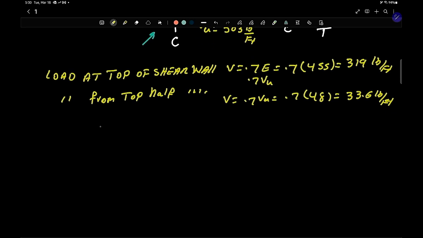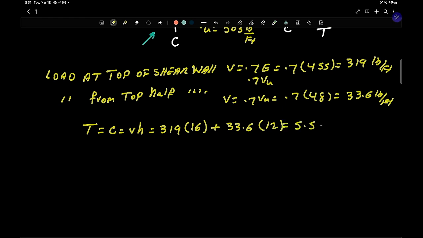If we take T is equal to C is equal to VH, basically that is equal to 319 times 16 plus 33.6 times 12, and that's equal to 5.51 kips.